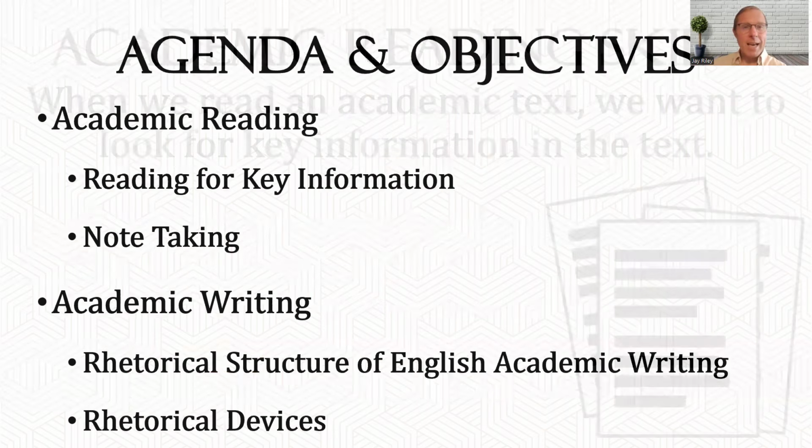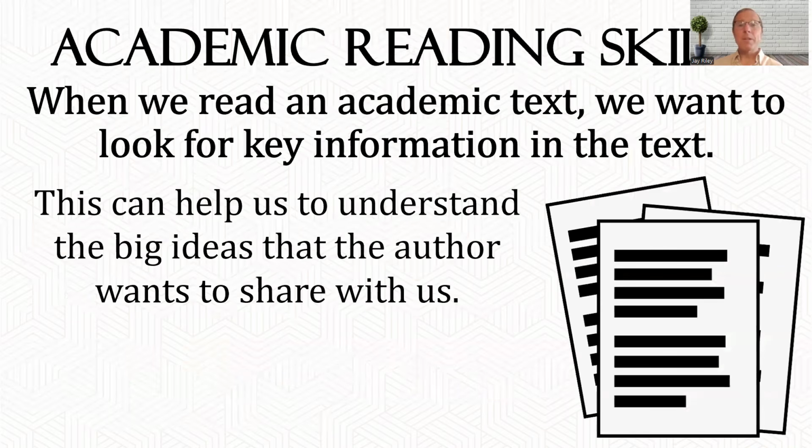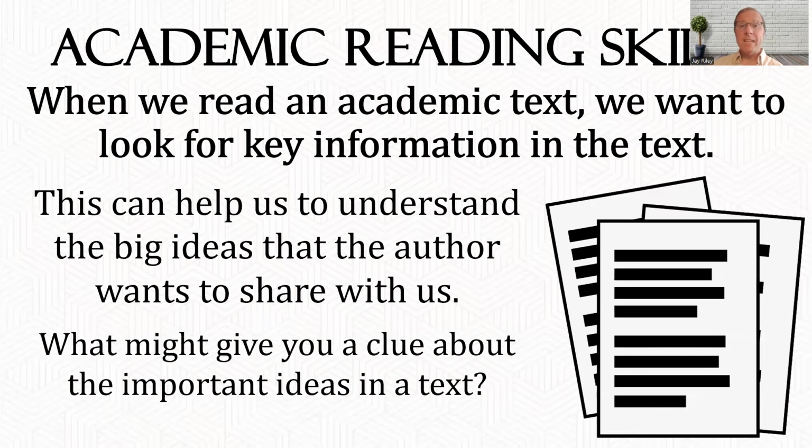So let's talk about our academic reading skills. We want to look specifically for key information. Before you read a text, when you preview a text, where might you look to get the important ideas in that text? At the end of our lesson, hopefully you're going to have a better idea. But to start, one place I might look is the title. The title of the text is very important. You might look for section headings or headers. Those can be good clues about the big ideas contained within a text.